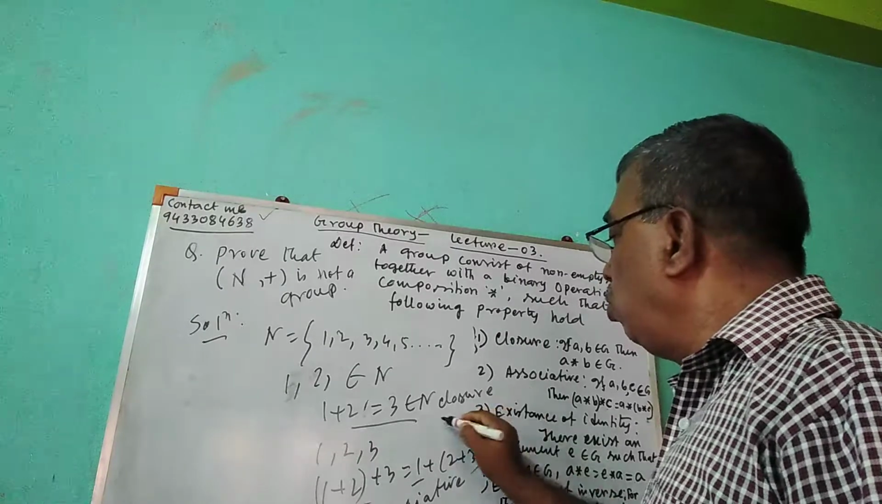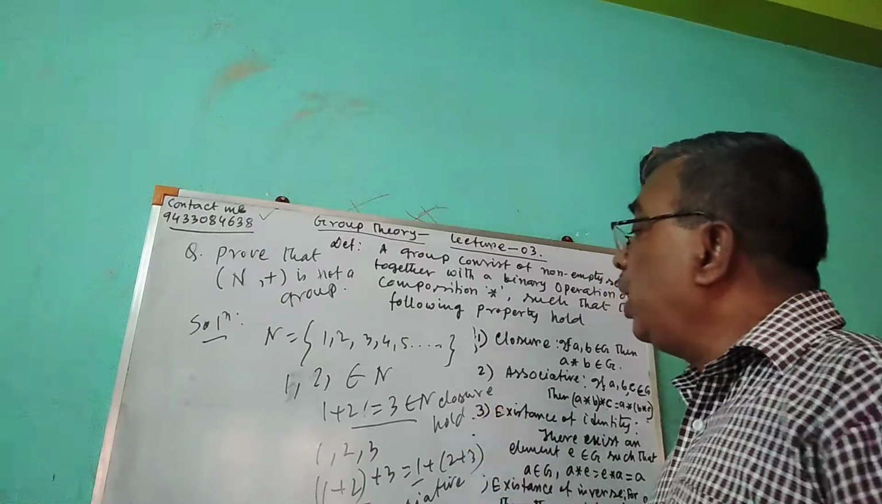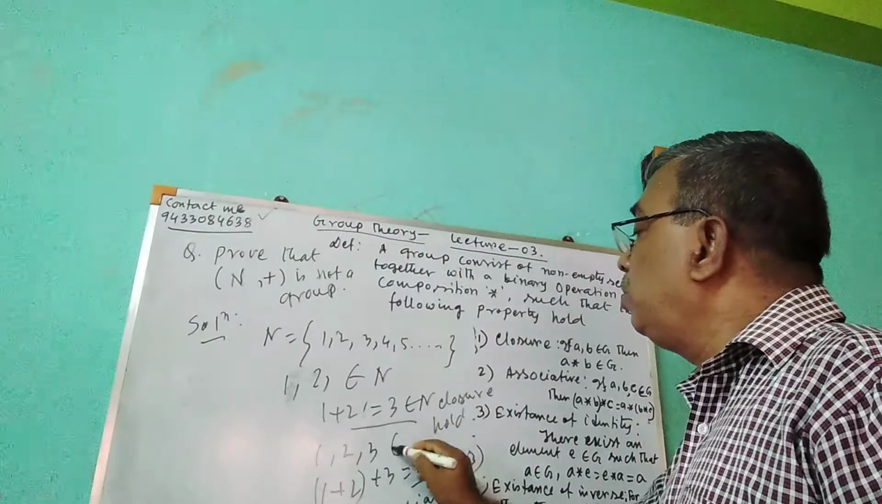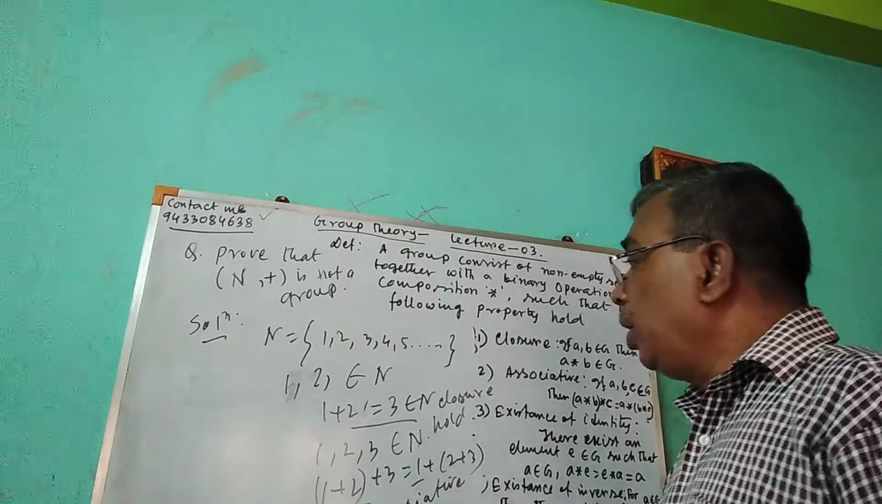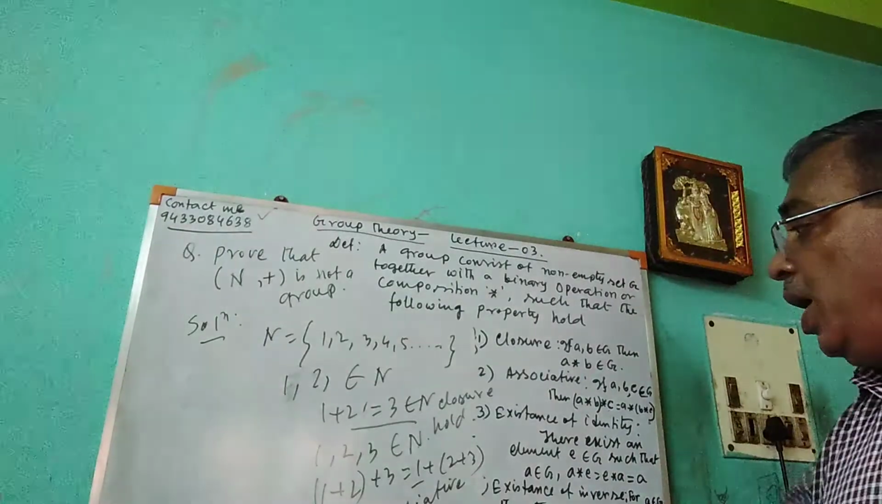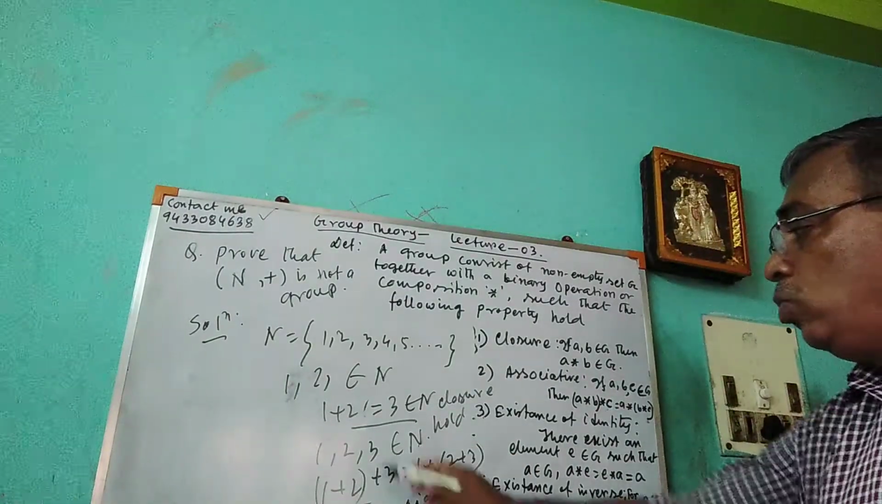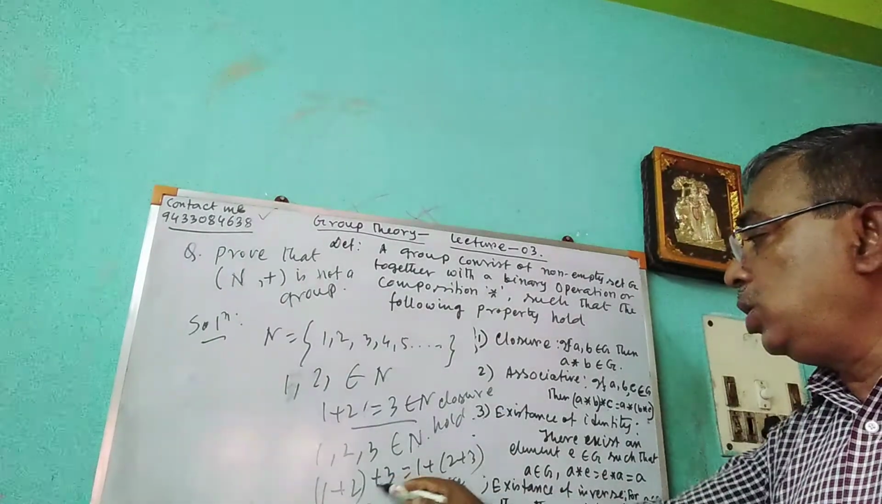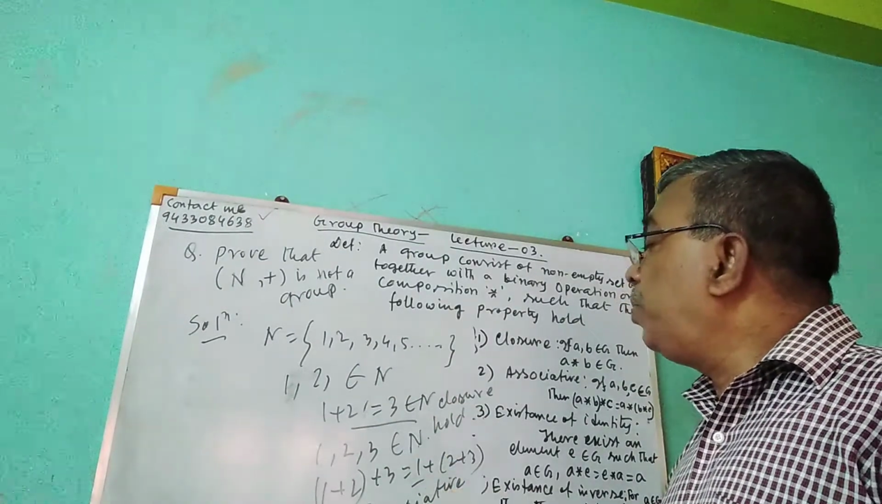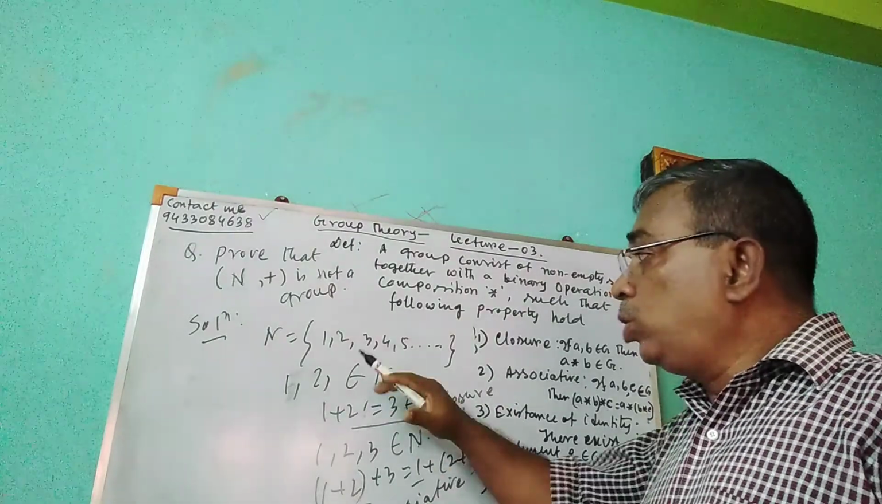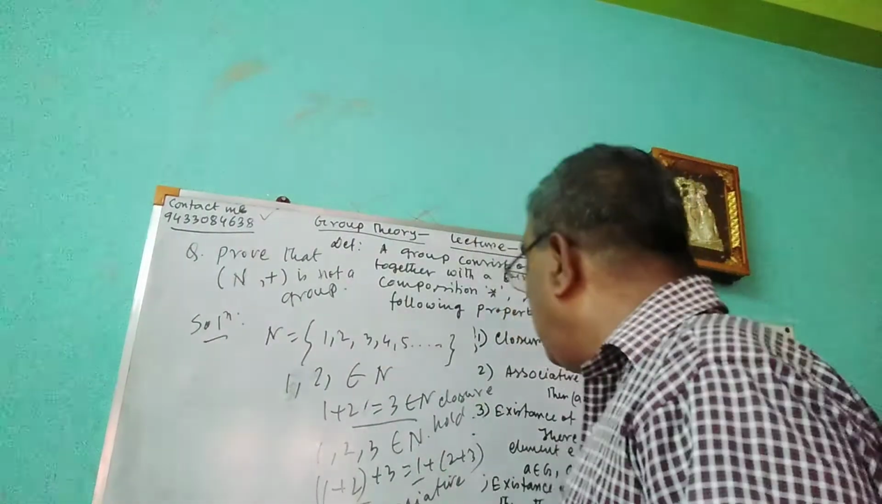Closure holds and associativity holds, because 1, 2, 3 belong to N. So the closure property and the associative property both hold. Now, the existence of identity.